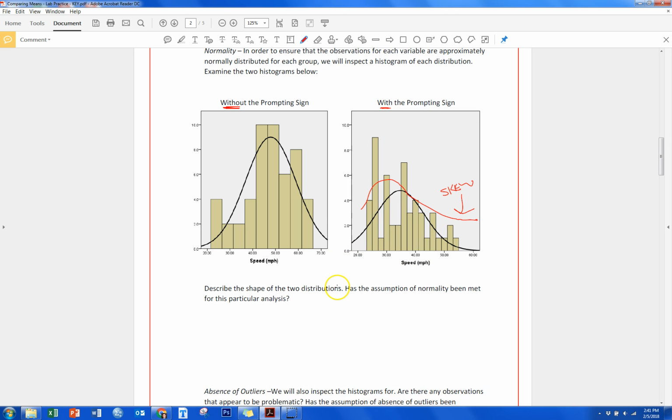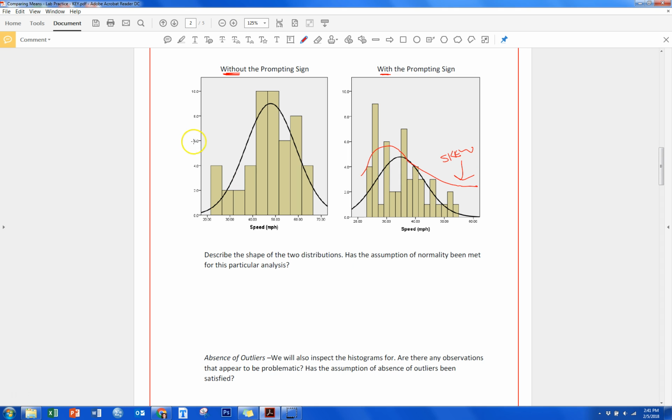So it says, describe the shape of the two distributions. Has the assumption been met? Let's go ahead and talk about that. A visual inspection, right? So we're not looking at the numbers here. There are mathematical ways of evaluating the skew and the kurtosis of these distributions. The kurtosis is how pointy or flat the distribution is. The skew would be pulling it left or to the right. So there are mathematical ways of going about that and rules of thumb for interpreting those. Here we're talking about a visual inspection of the two histograms.